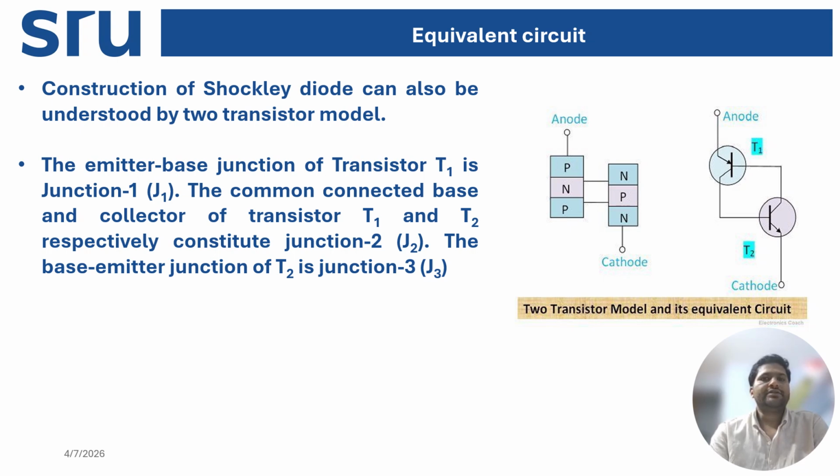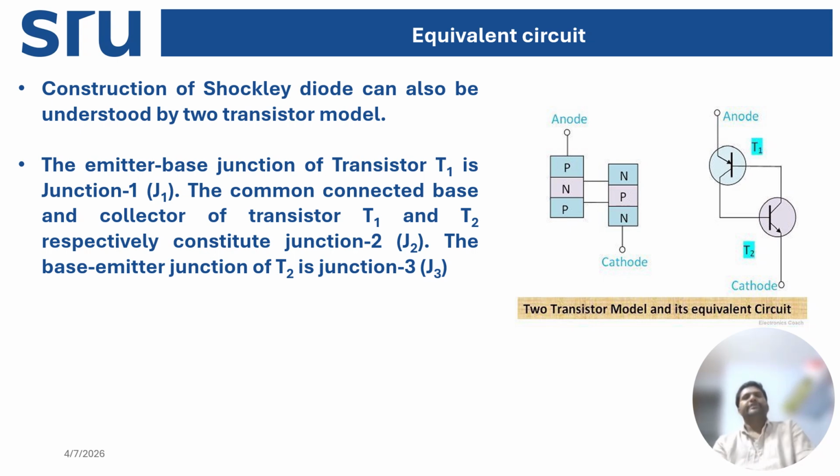So the junction correspondence: the emitter base junction of transistor 1 is formed by junction 1. The common connection between transistor 1 and transistor 2 forms junction 2, and the emitter base junction of transistor 2 is formed by junction 3.